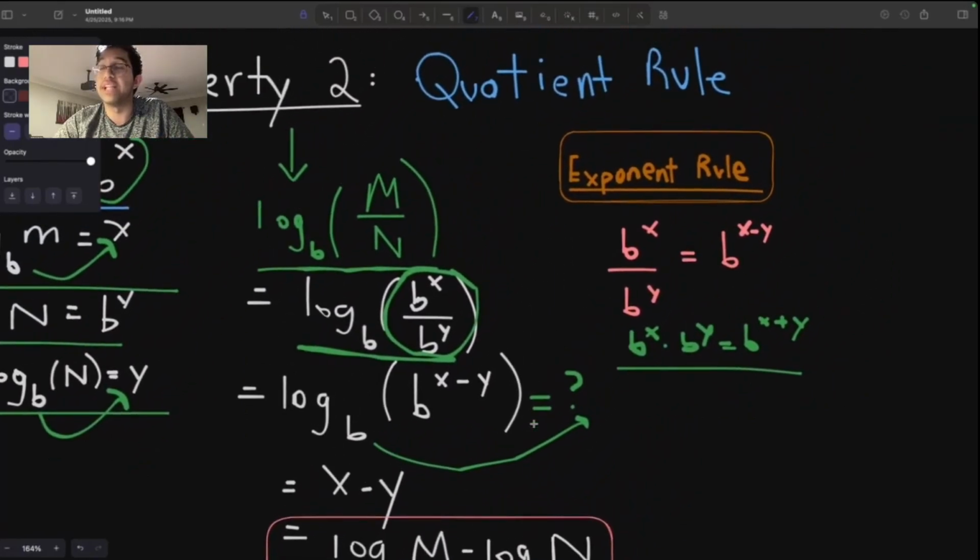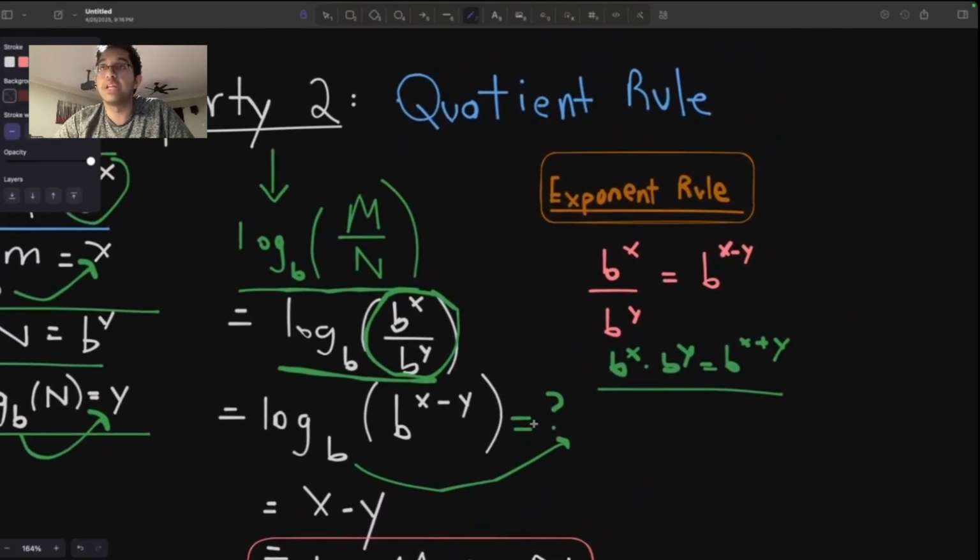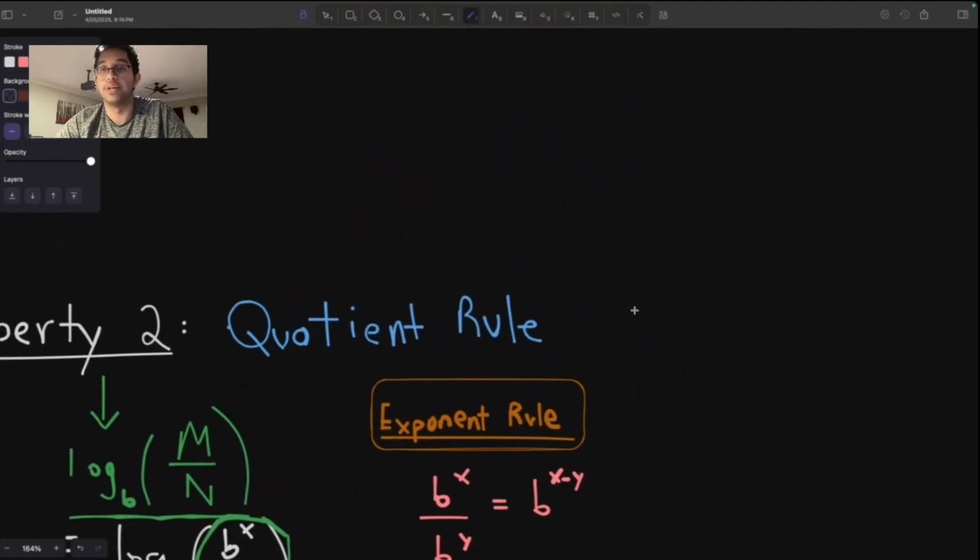Now we will get into the last property. Akhil, what do you think the last property is? It is the most common one. Is it like log base b of m to the power of n equals n log base b of m? Yes, that is what we call the power rule.